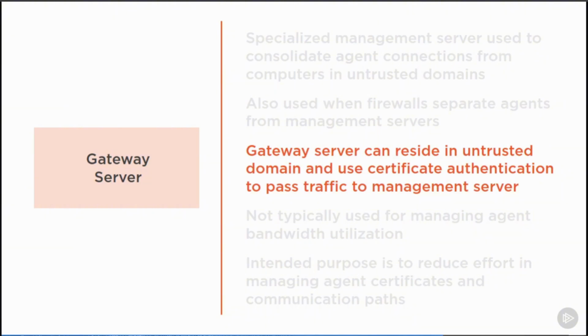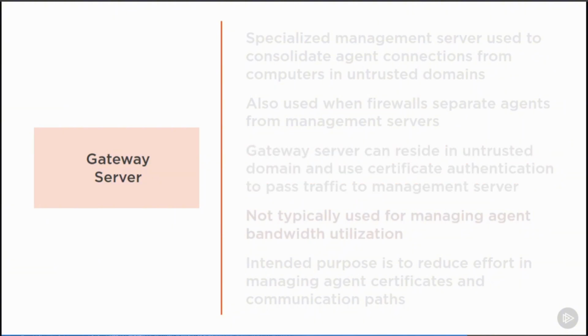So if you have a second domain, maybe a partner domain where you need to perform monitoring, that gateway server becomes a member of that untrusted domain and then uses certificate authentication to pass its traffic backwards to your management server back here in your domain. This gives you the ability to consolidate all the connections for those clients in that remote location and pass them through a single connection from your gateway server into your internal management server.